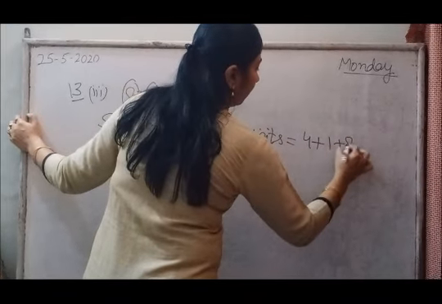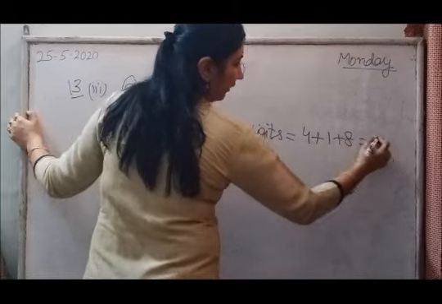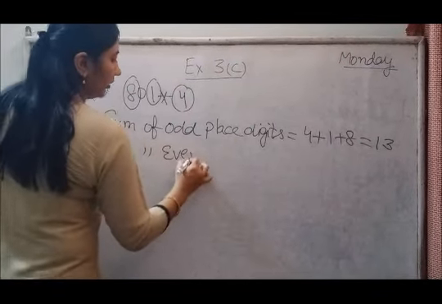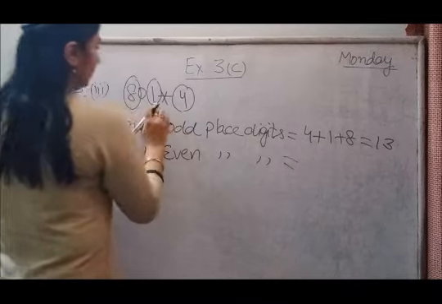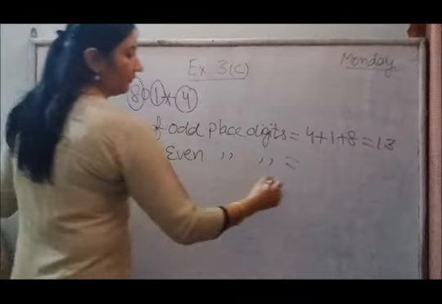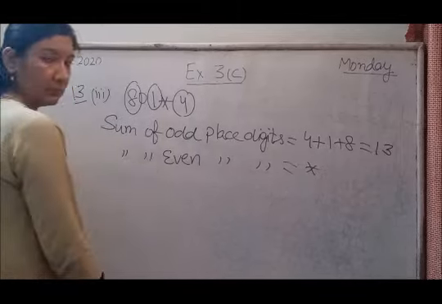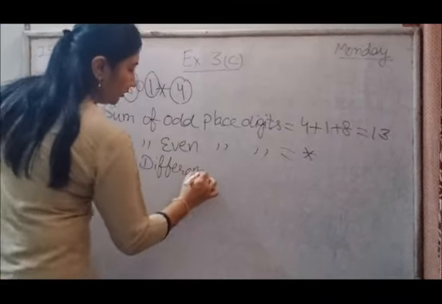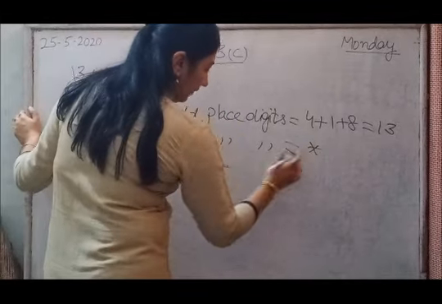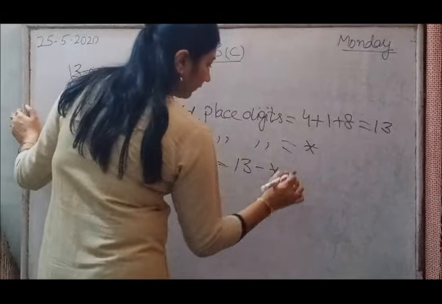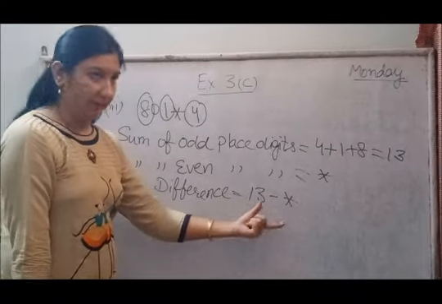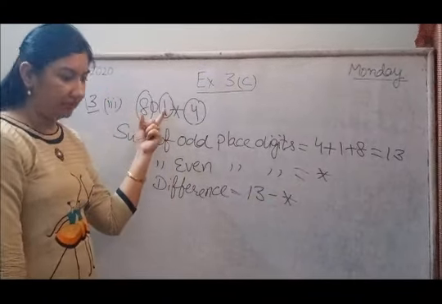4 plus 1 plus 8. 4 plus 1 is 5, plus 8 is 13. Now the sum of even place digits is star plus 0, which means it is star only. Now find its difference. Difference is 13 minus star. Now for divisibility, it should be divisible by 11. Then this number will be divisible by 11.